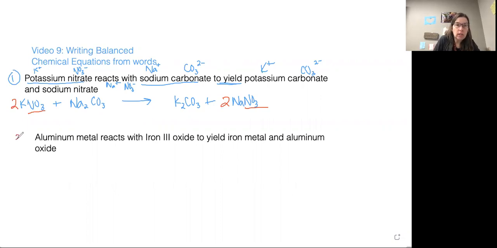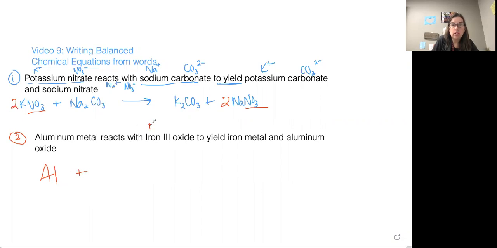Okay, now the next example that we have here, this is a single replacement reaction. When they say something like aluminum metal, elemental aluminum, sometimes it'll be a gas, and then you have to remember which gases are diatomic that I mentioned in the last video. But here we just have aluminum metal. That's just going to be aluminum by itself as an element, Al, reacts with iron 3 oxide.